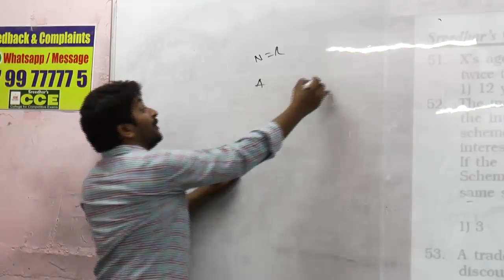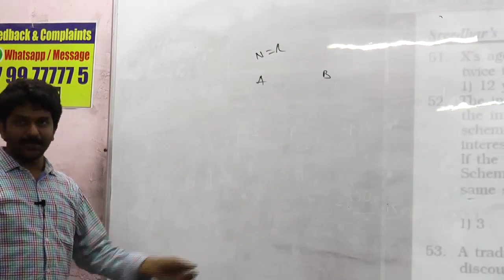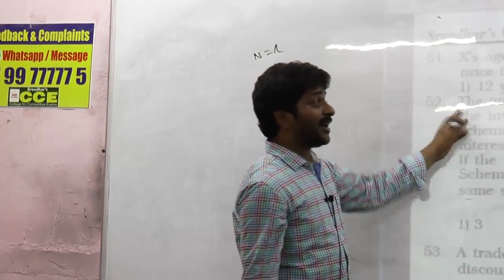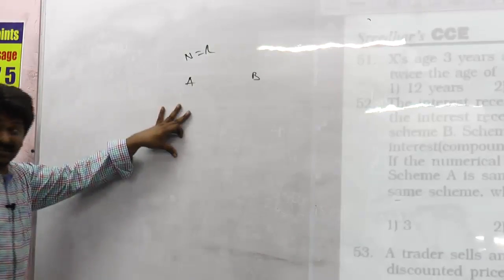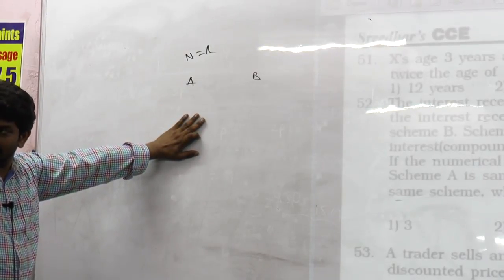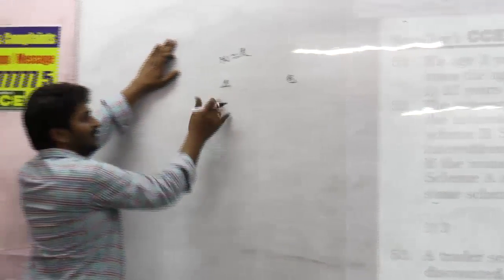Scheme B is given for how many years? 2 years. Principles are same. And they said interest obtained in scheme A is same as the interest obtained in scheme B. So simple interest on scheme A is same as compound interest in scheme B. Are you getting? Now let me calculate simple interest.